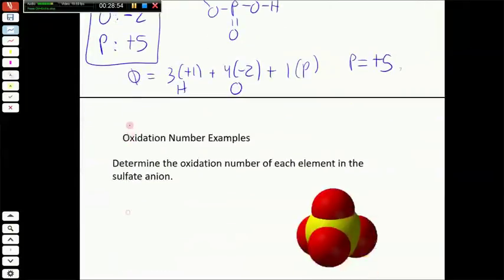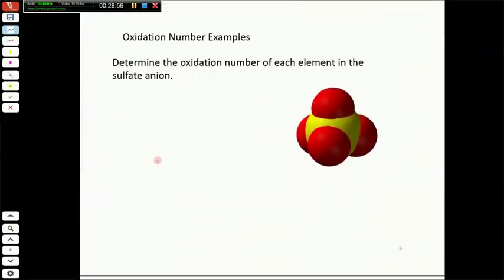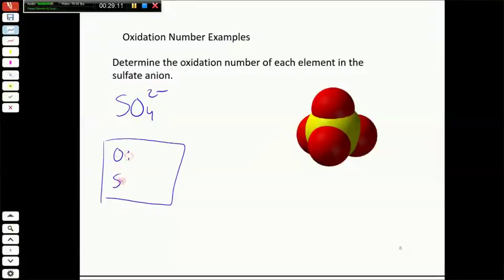All right, the last one of these is very similar. We have the sulfate anion, which is SO4 2-. And we want to find the oxidation number for each element in this ion now. So 2 elements, oxygen and sulfur, and that's what we're finding the oxidation numbers of.